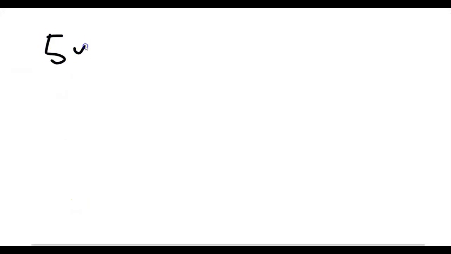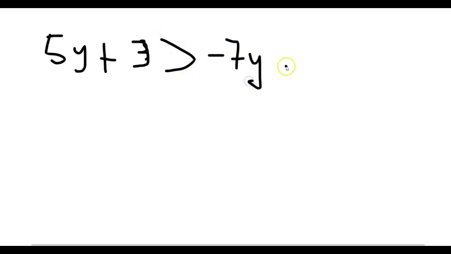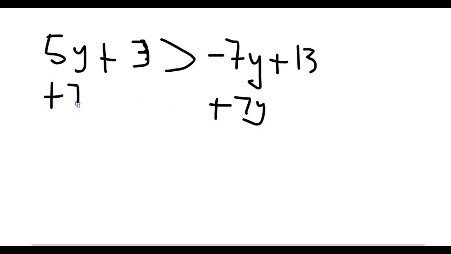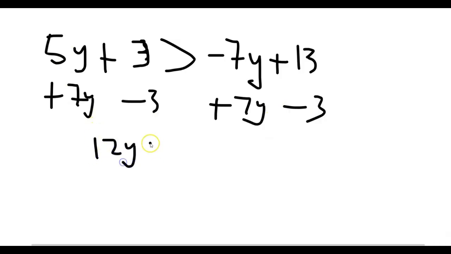5y plus 3 is greater than negative 7y plus 13. So now we need to get the y's on one side and everything else on the other side. So I'm going to do plus 7y to both sides, and then minus 3 to both sides. So now we're just left with 12y is greater than 10.